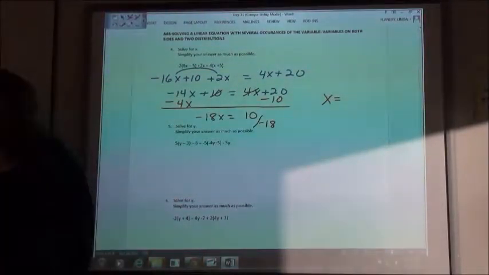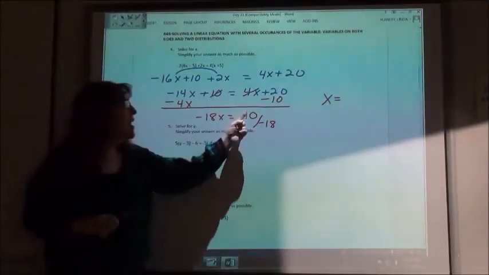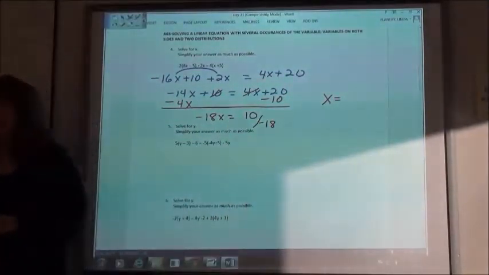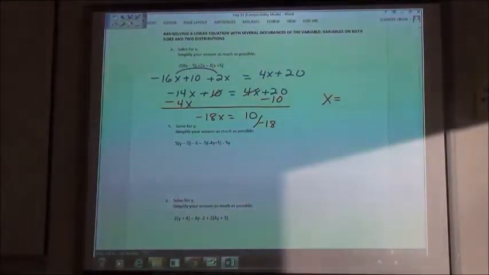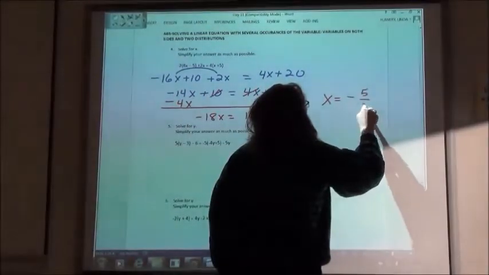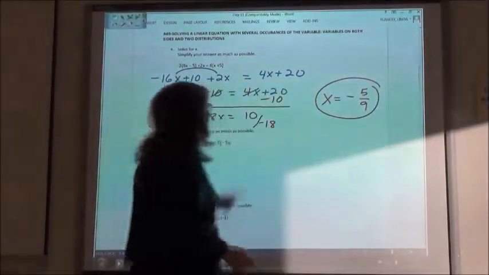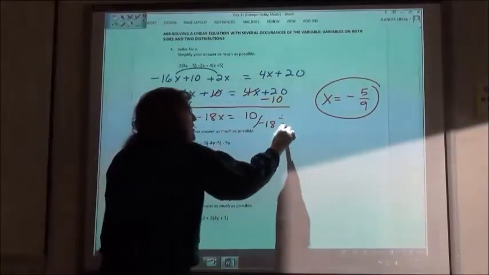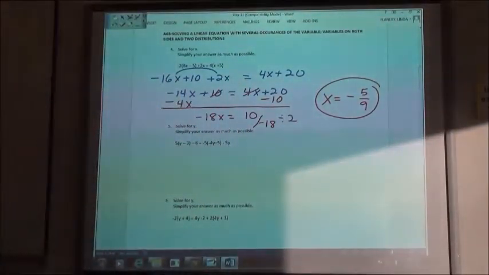Oh, did I? So, on your calculator, do 10 fraction negative 18. That's what you've got there, right? Yeah. Instead of dividing, because dividing gives you the decimal. Oh, 5/9. So negative 5/9. Because 10 and 18 were both divisible by 2, right? So negative 5/9 is how they're going to want that answer.